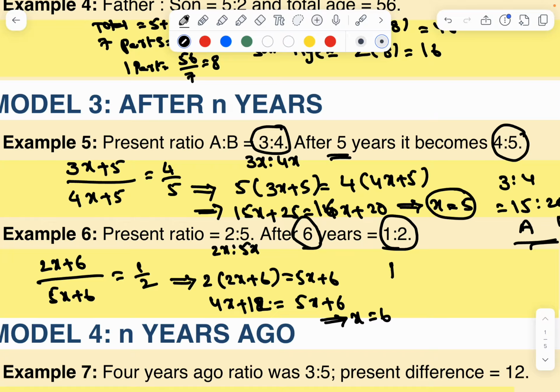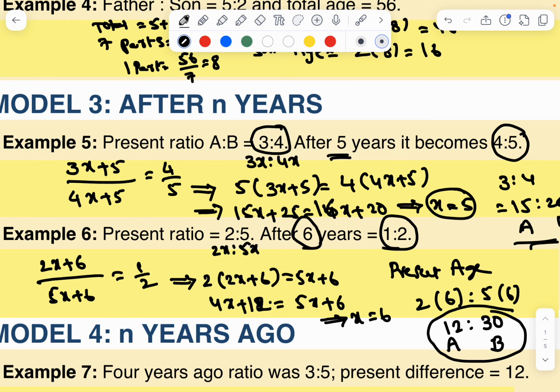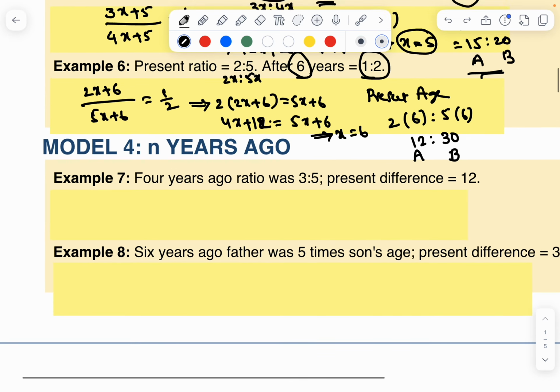Okay. Then present is 2 into 6 is to 5 into 6. Therefore, 12 is to 30. Therefore, A age is 12, B age is 30. This is the answer. Next question.